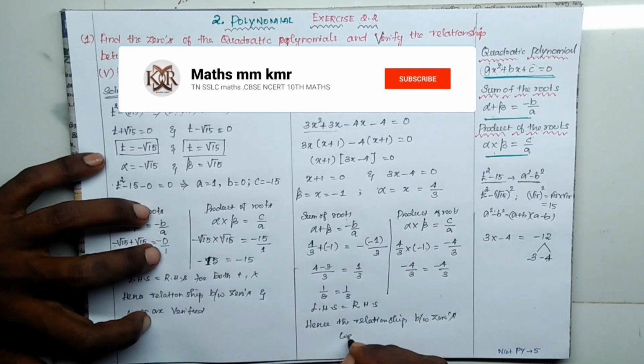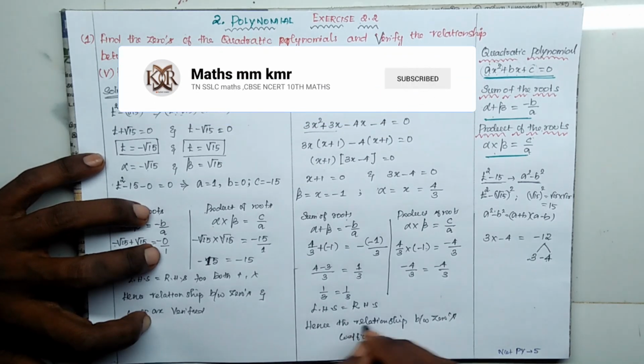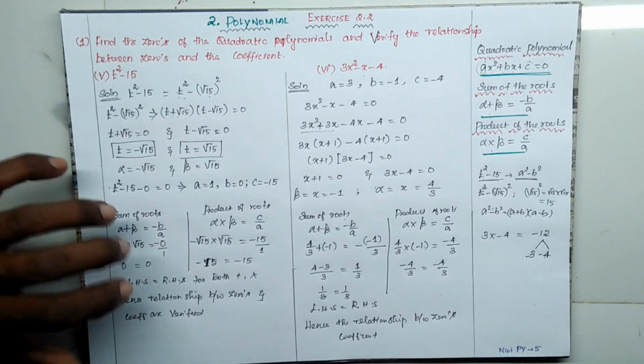This is the final answer we have to write: the relationship between zeros and coefficients.